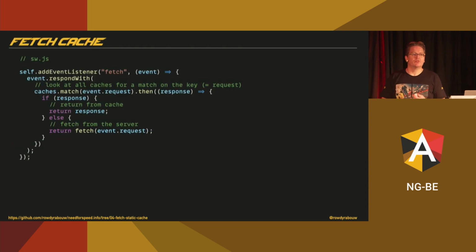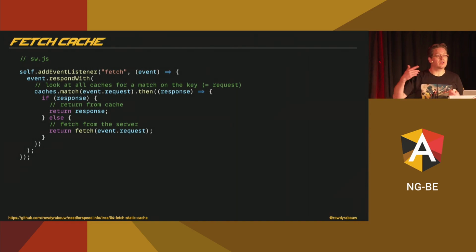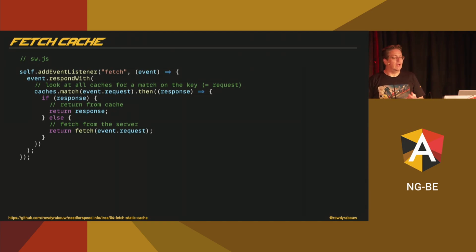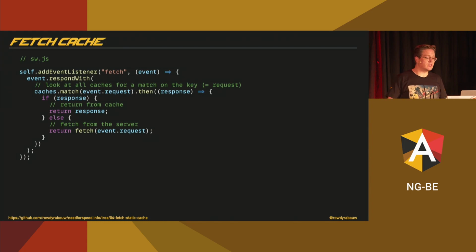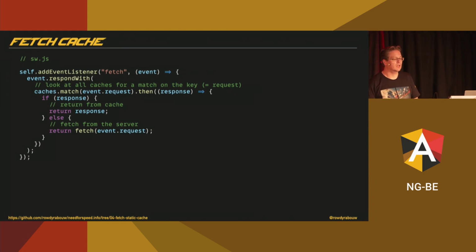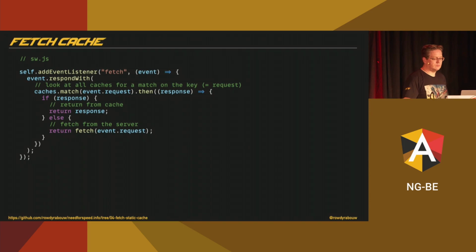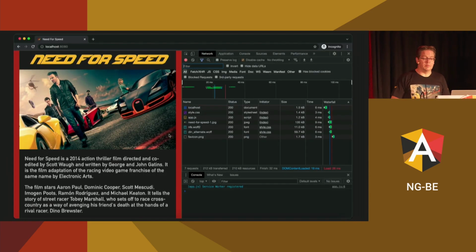For that, we need to introduce a new event listener in the service worker file, and that's called fetch. And what this code does is it will look at all the caches available, and when the URL of the request matches the one in the cache, it will serve that one from the cache in the browser. Otherwise, the last statement, it will just get it from the network. And let's demo that again.